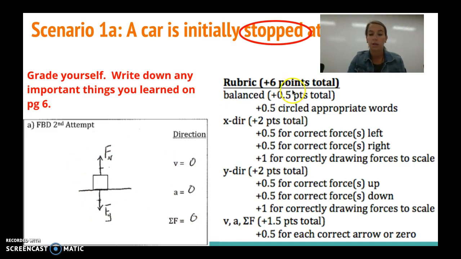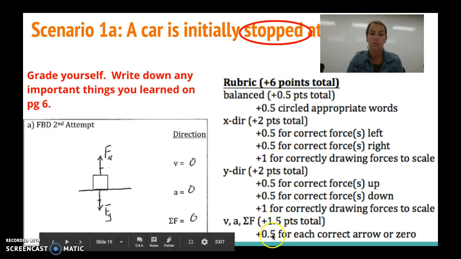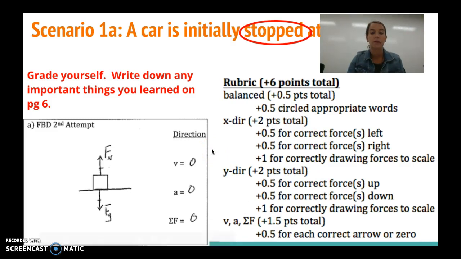These are going to be graded on the quizzes out of 6 points, and this is kind of the rubric. So go through and grade your first attempt and see how you did. Pause me real quick and grade your first attempt, maybe adding in any notes to yourself.